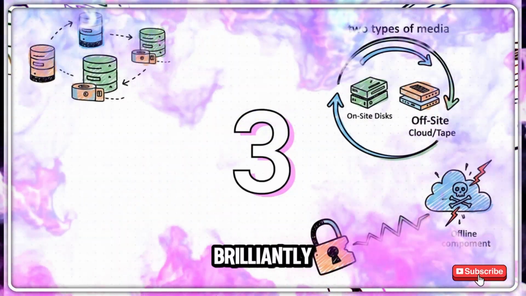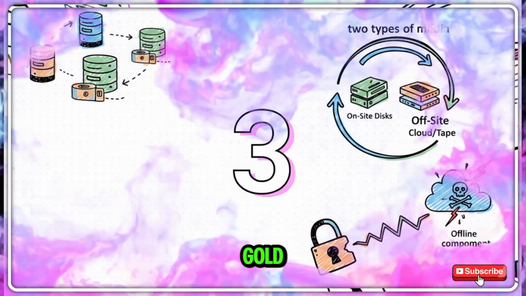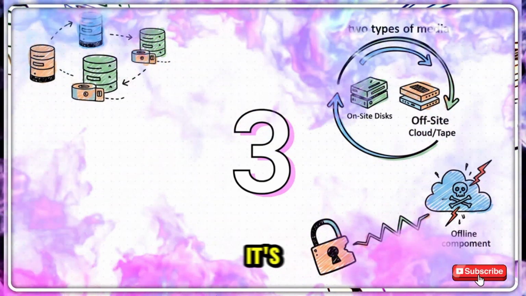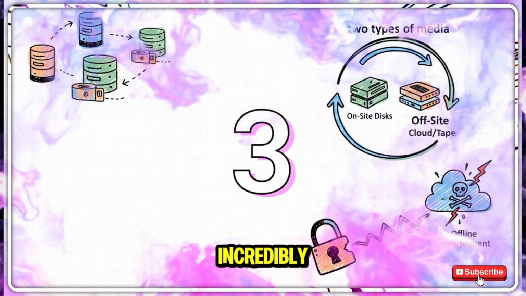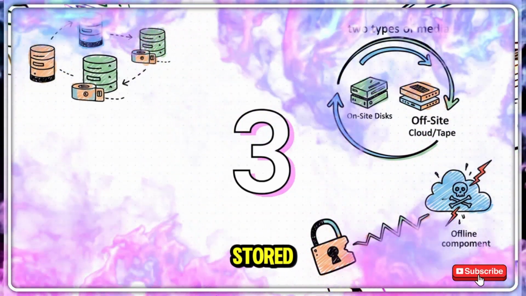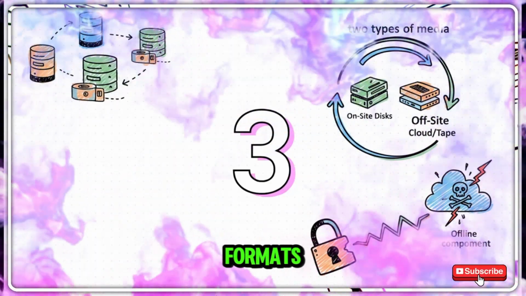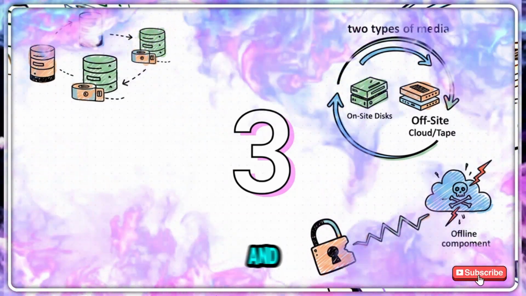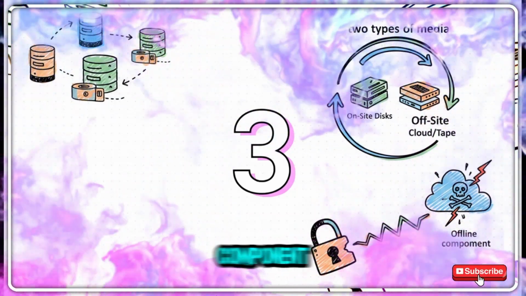And this brilliantly illustrates the absolute gold standard for data retention, the 3-2-1 backup rule. It's pretty simple, but incredibly effective. You need 3 total copies of your data, stored across 2 different types of media formats, with at least 1 copy stored entirely offline. And I really want to emphasize that offline component.